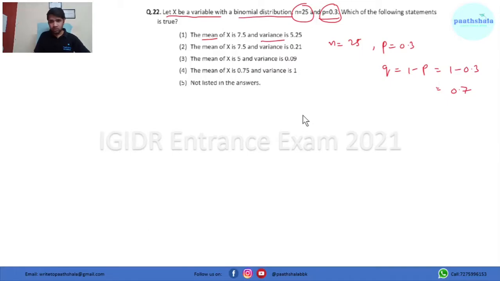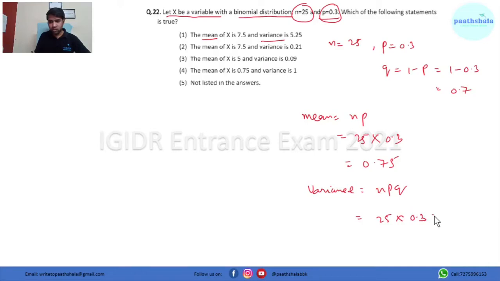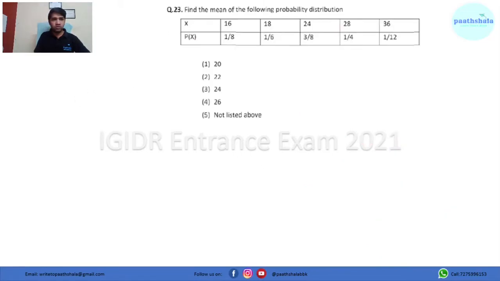Now the mean for a binomial distribution is n into p, so n is 25 and p is 0.3, so this comes out to be 7.5, and the variance in this case is npq. So now put the values: n is 25, p is 0.3 and q is 0.7. When you multiply, this will be 25 into 0.21, and finally this comes out to be 5.25. So option 1 is the right option. Now let's move to the next question.